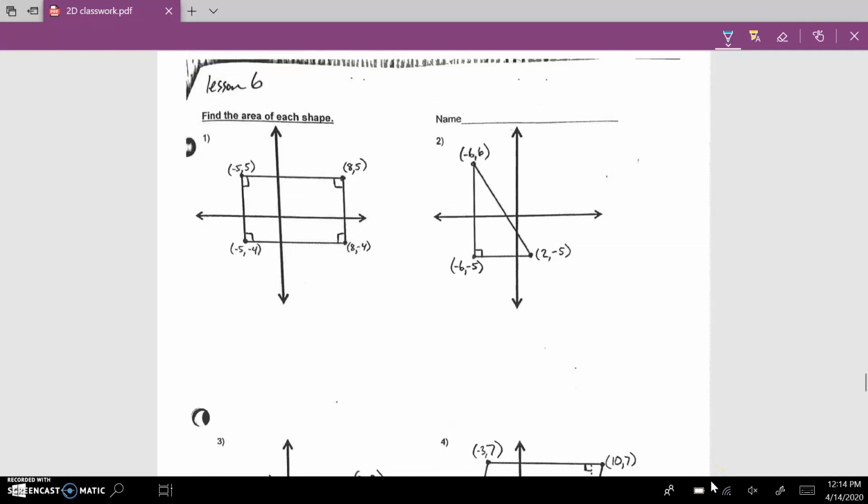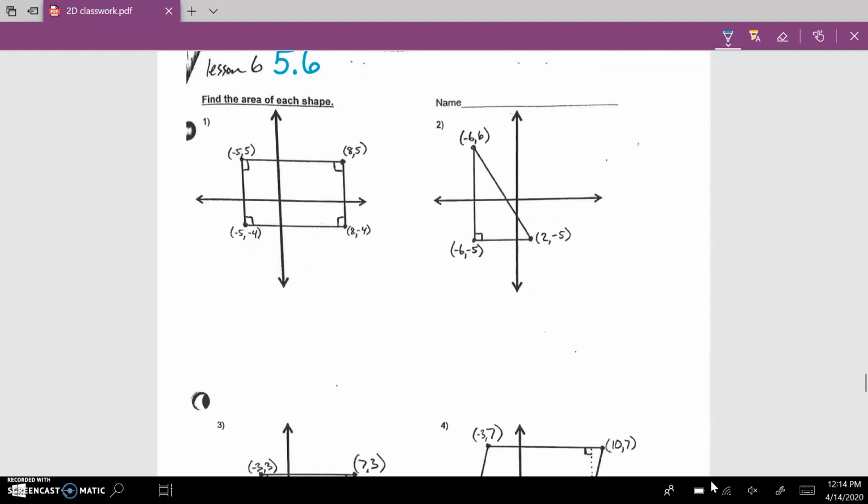Alrighty, so here we are on the lesson 6 or the 5.6 classwork video. It's only one page of classwork, but I am going to give you some tips and get you started, so hopefully you can try all 4 of these problems.